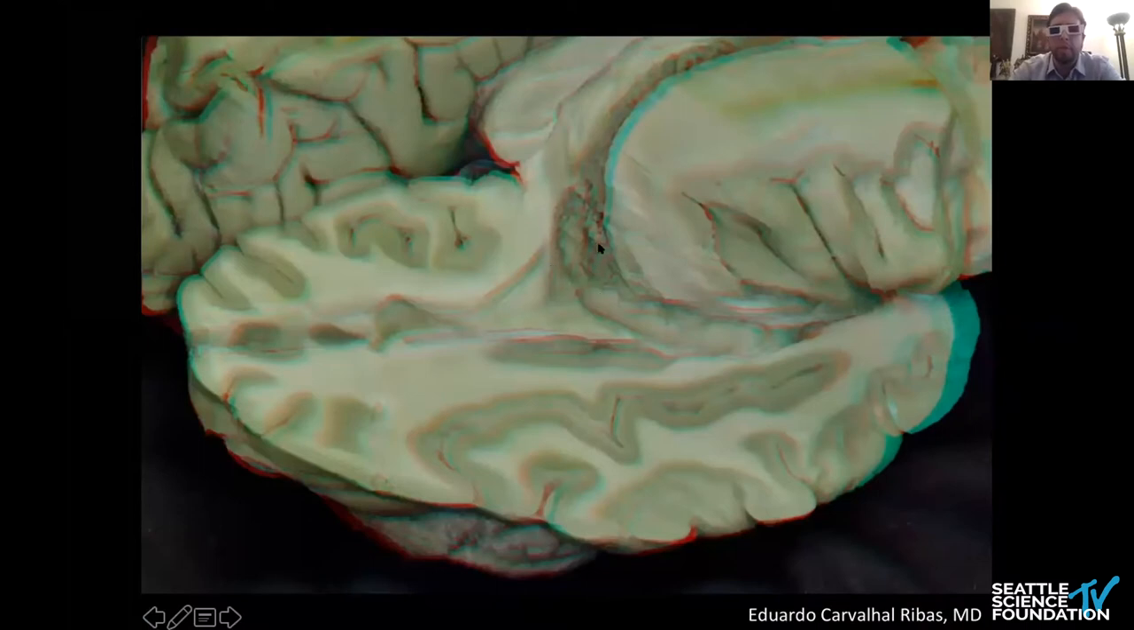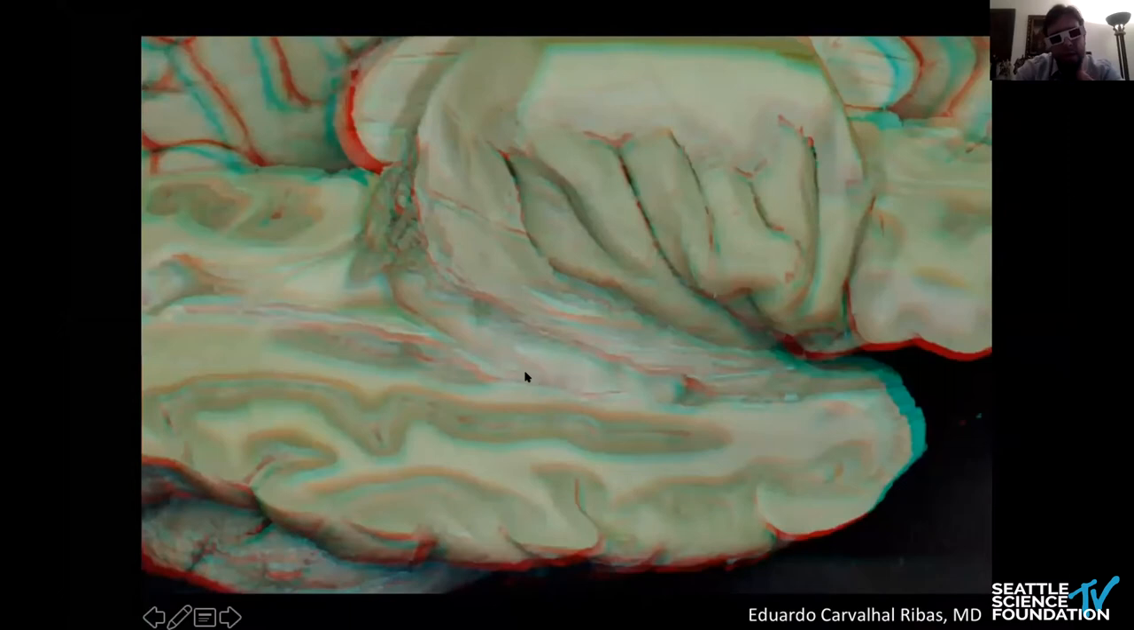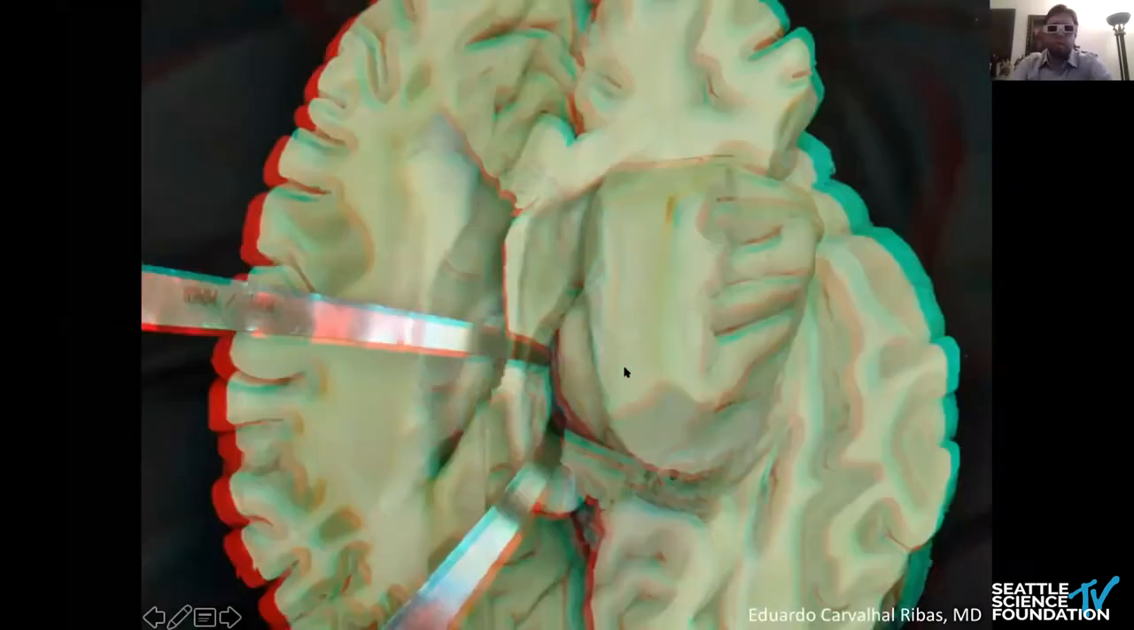Here we have the atrium with the glomus of the choroid plexus. Here we have the collateral trigone, which anteriorly continues with the collateral eminence. Medially at the inferior horn, we have the hippocampus. And then posteriorly we have the occipital horn. Here is a more centered view of the temporal horn, the inferior horn, with the hippocampus inside it.